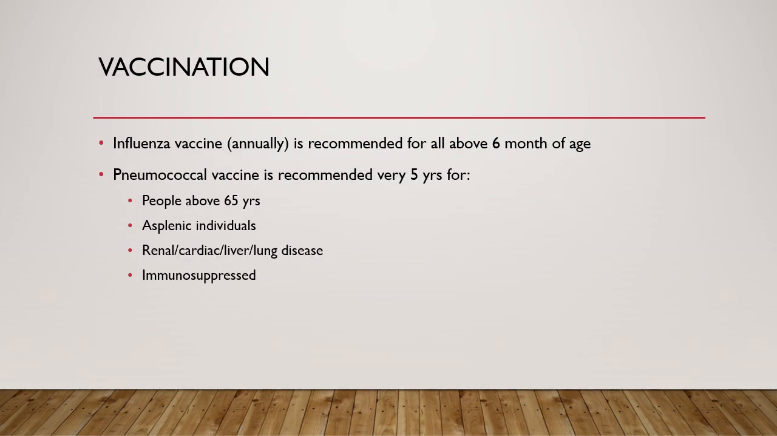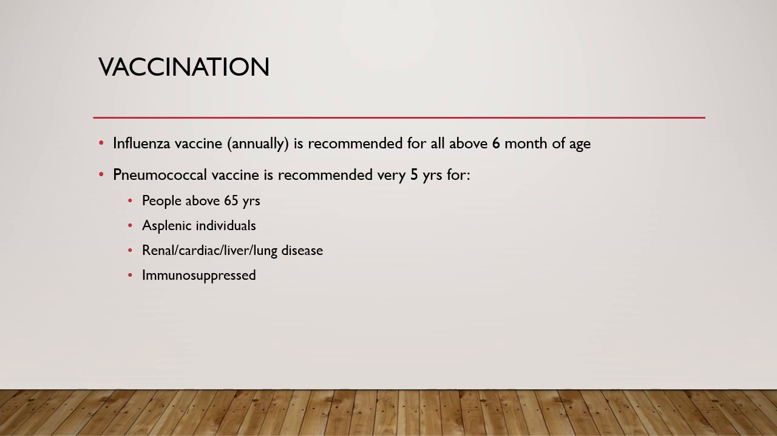Vaccination is done to prevent pneumonia. Influenza vaccine is generally recommended for all people above 6 months of age. For different ages, there are different vaccines. For very young children, the age-appropriate vaccine should be given, and it's the annual influenza vaccine that comes in August to September and should be given by December every year.